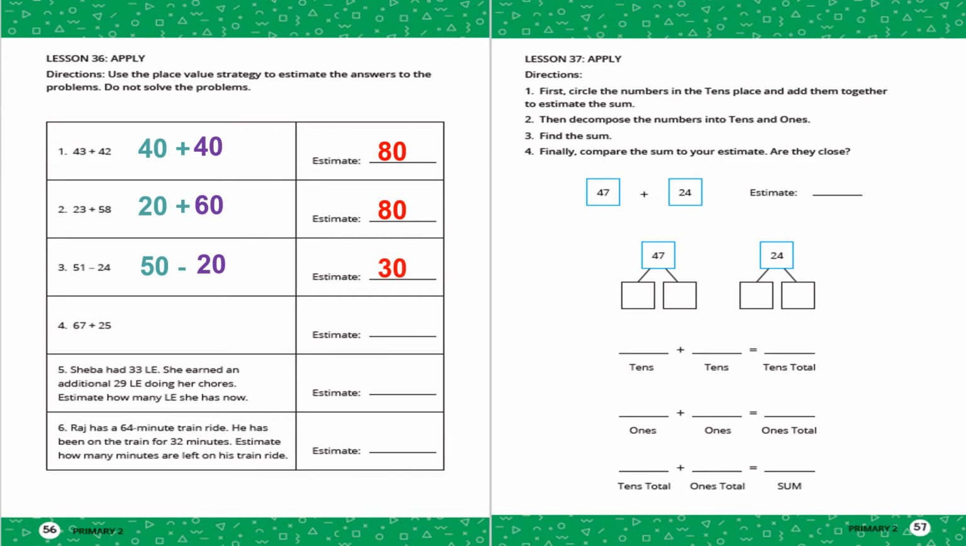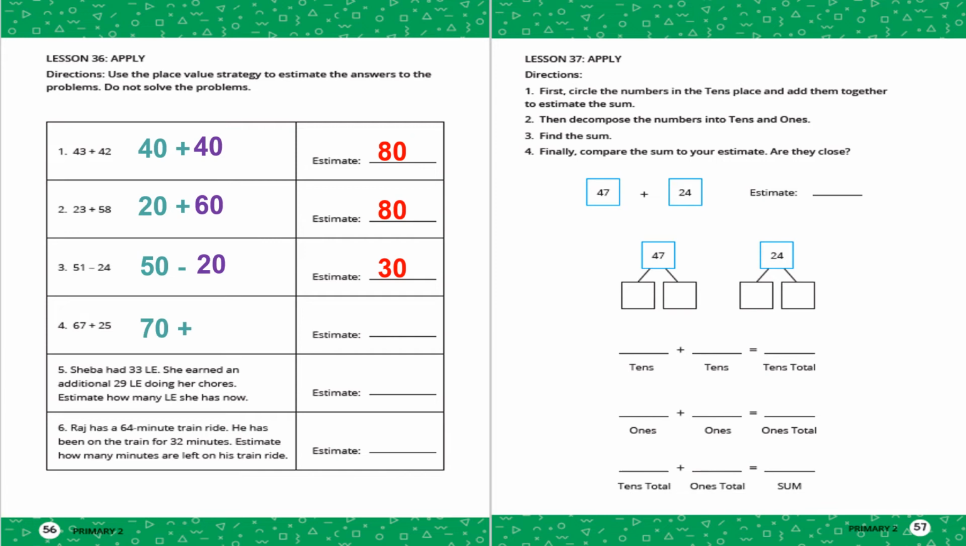Number 4. 67 plus 25. Let's estimate 67. 67 is between what and what? Between 60 and 70. Look at the ones. Ones is 7, 7 is more than 5. So we will go to the next tens. 67 will be 70.